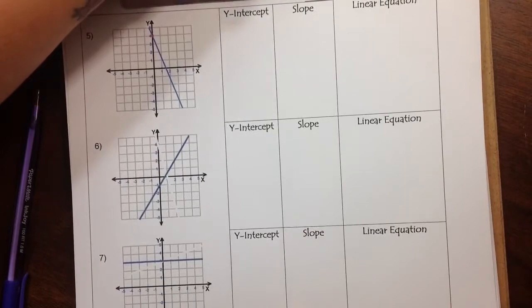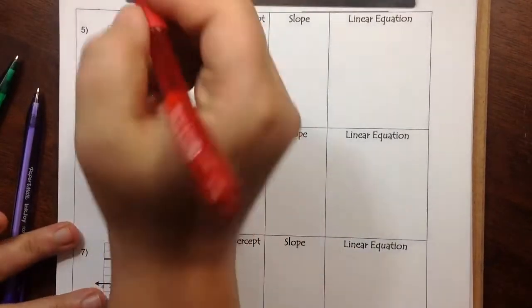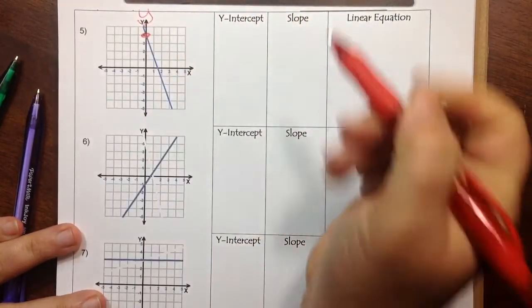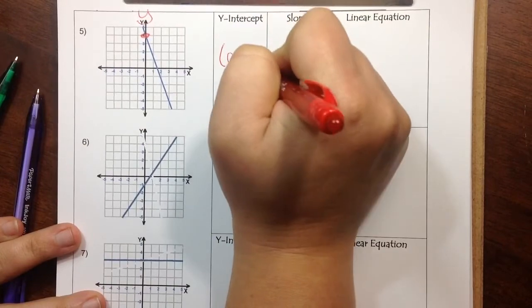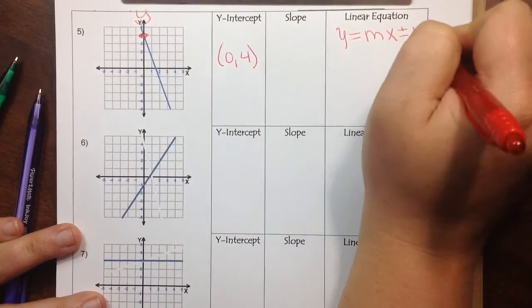Here we go. Same thing. All right, so I'm going to check the y-axis. It is crossing at the 4. So that means my y-intercept would be (0, 4). I'm going to write my equation: y equals mx plus or minus b.